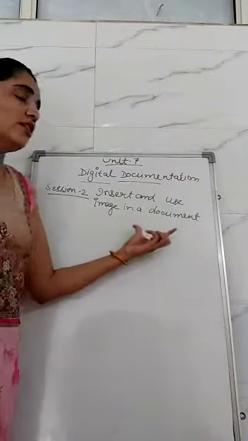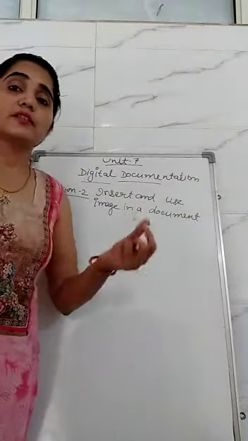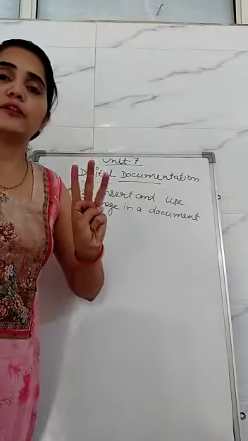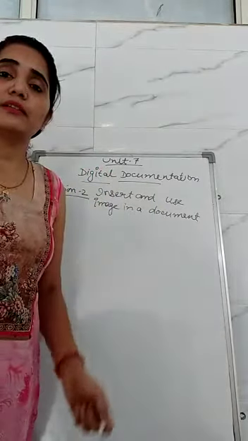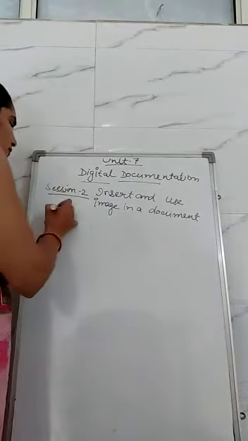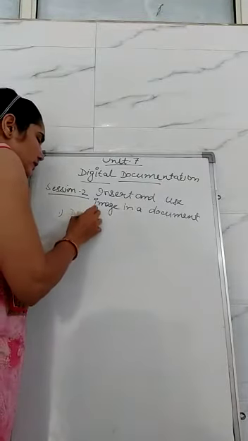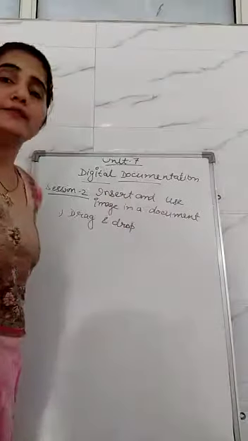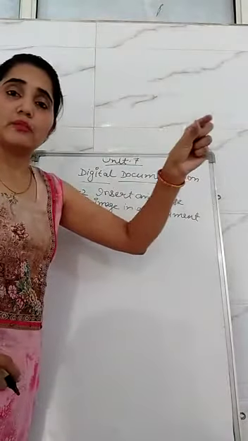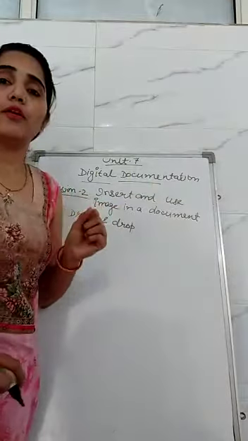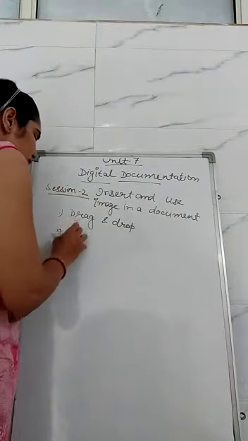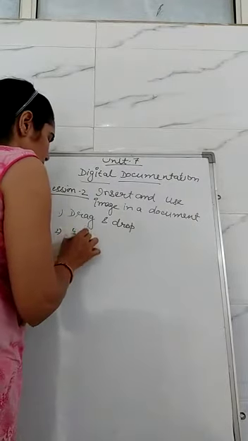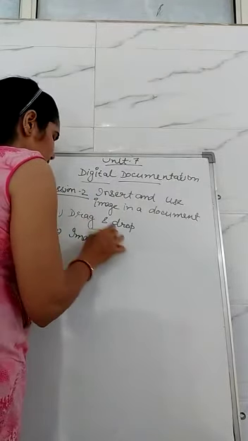It means that if we want to insert images in a document, then how can we do it? There are 3 different methods, my dear students, to insert images in LibreOffice Writer. First one is drag and drop. In the drag and drop method, we just select the image, then drop it into the LibreOffice Writer. And second one is from the insert menu, from the image menu.